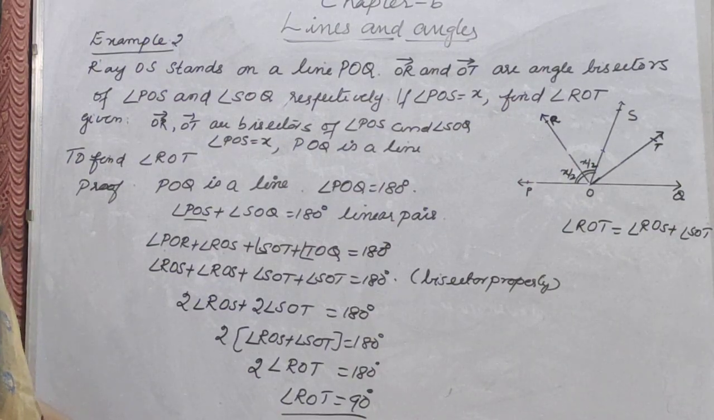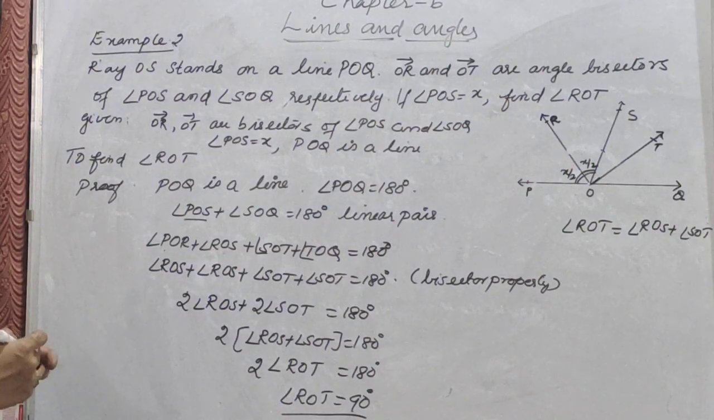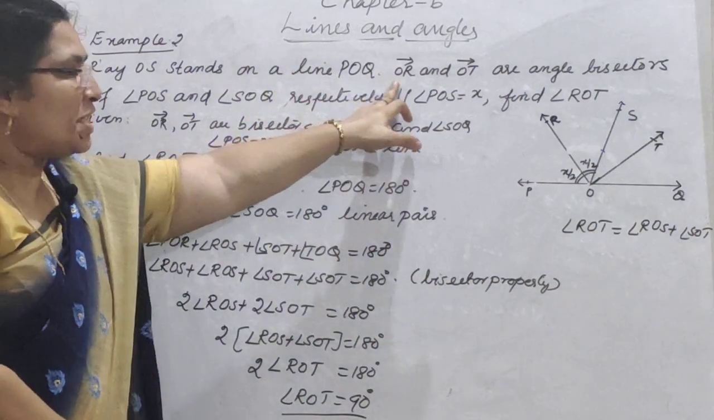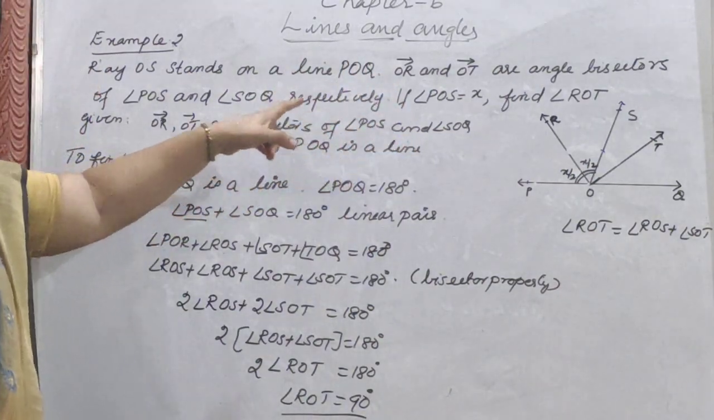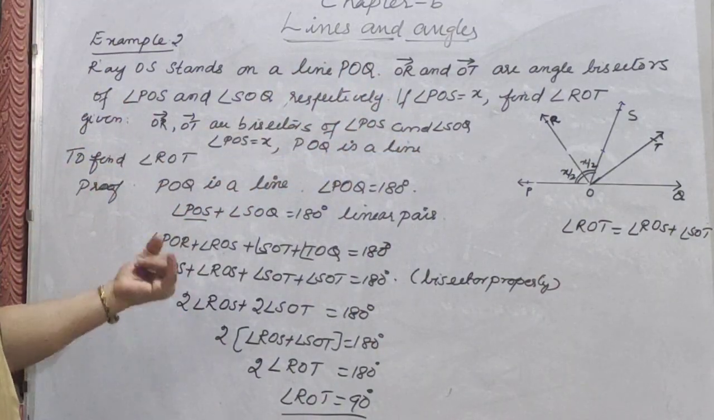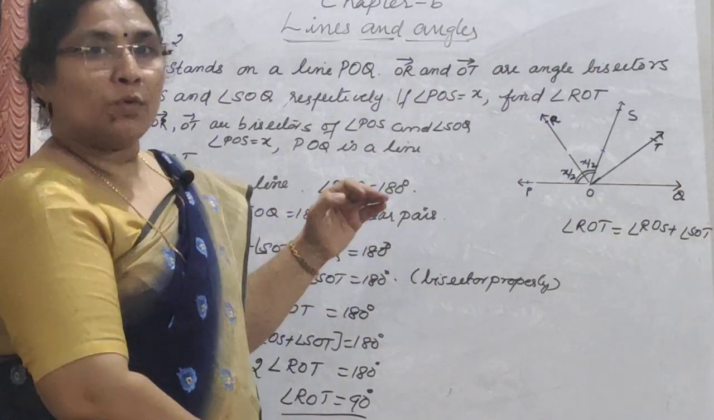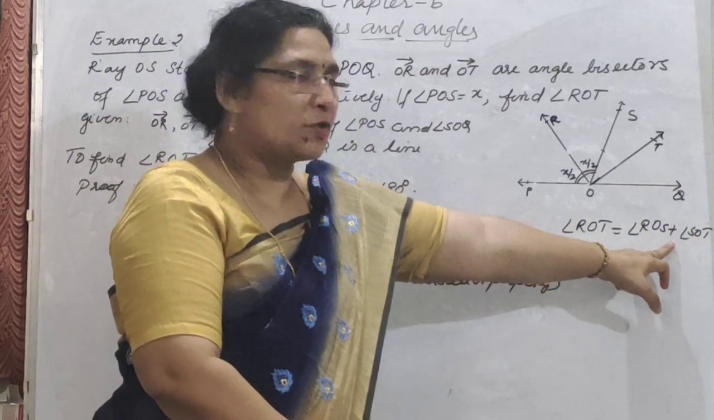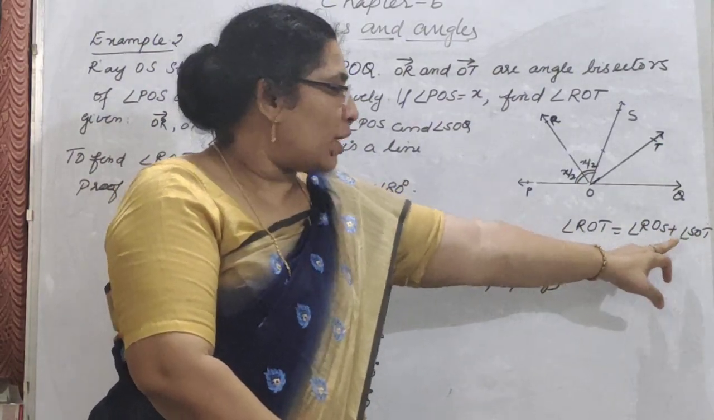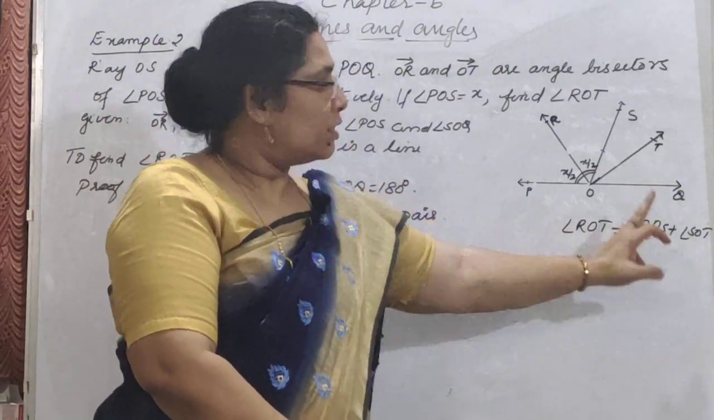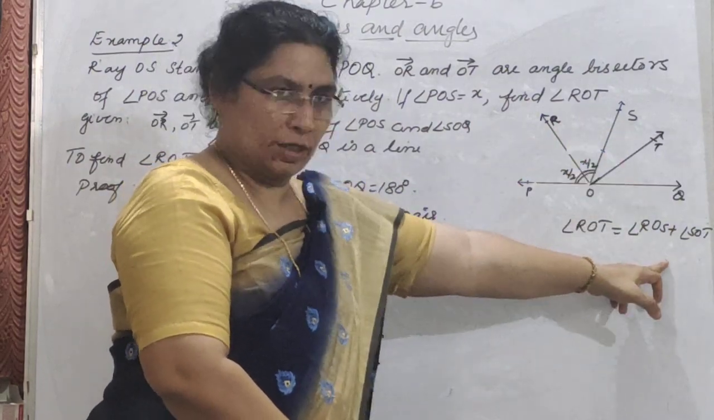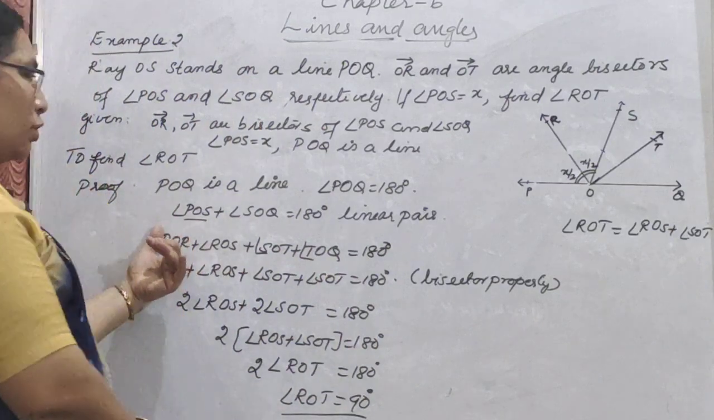It is one of the important questions. You can see it in many question papers. So the question is that OS stands on the line POQ and 2 bisectors are given, which are OR and OT, and the value is asked for angle ROT. So I'll explain from the figure once again. ROT means the sum of the 2 angles, ROS plus SOT. See the figure, ROT means ROS plus SOT only. So now we are coming back to the question.